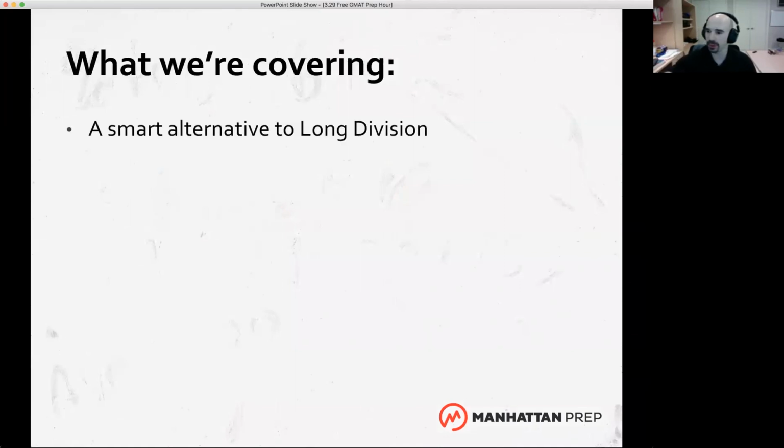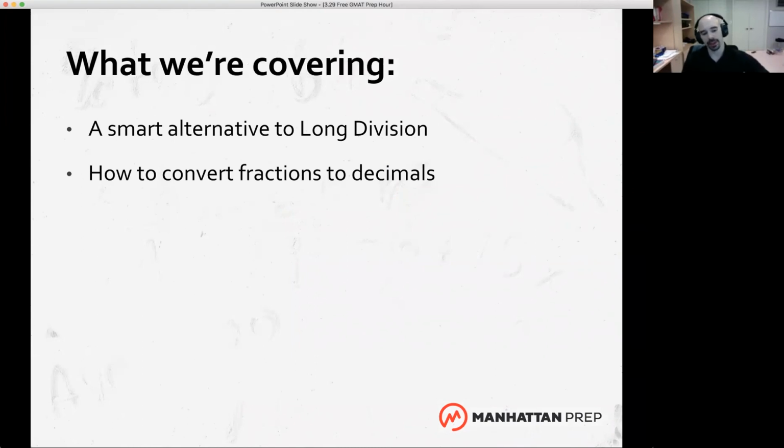This is what we're going to be covering today. First off, we're going to look at a smart alternative to long division. I'll also explain the advantages of this alternative and why specifically for the GMAT, this might be a good idea. Then we're going to learn how to use that smart alternative specifically for converting fractions into decimals, which isn't required a ton on the GMAT, but when it does come up, it's nice to know how to tackle that.